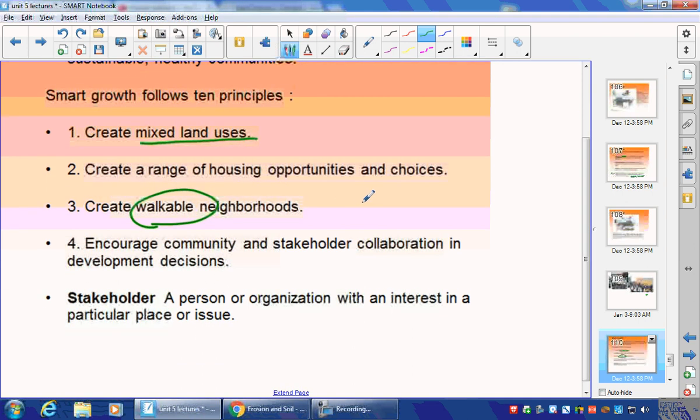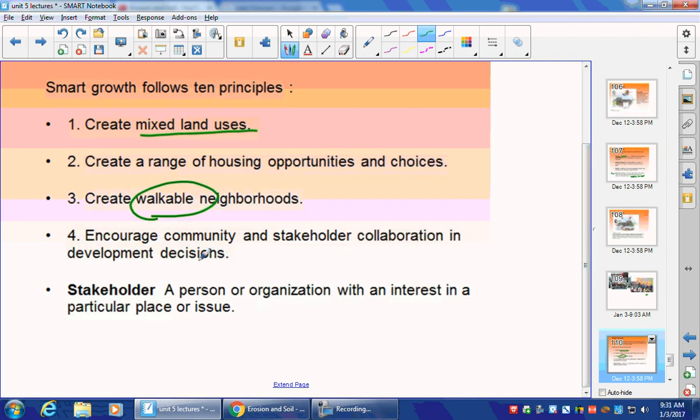I go to the same school as somebody who makes, you know, $250,000 a year, and I only make $30,000 with my two parents, right? It ends up kind of democratizing education and opportunity. You encourage community stakeholder collaboration in development decisions. So you have kind of community planning, right? What do we want our neighborhood to look like 5 years from now? Stakeholders: a person or organization with an interest in a particular place or issue.